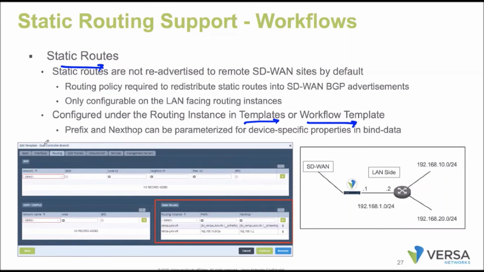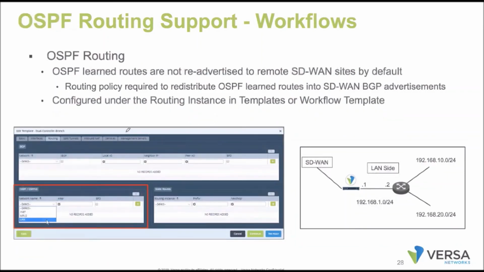Either I can directly go to the workflow template. In the workflow template routing, under the static routes, you can create the static routes for the routing instance LAN VR: what are the prefixes and what is the next hop information. Or if you want to be more granular, I can go to a template and configure the static routes. When it comes to OSPF support, again you can go to the workflow template or the device template, and you are good to configure OSPF.